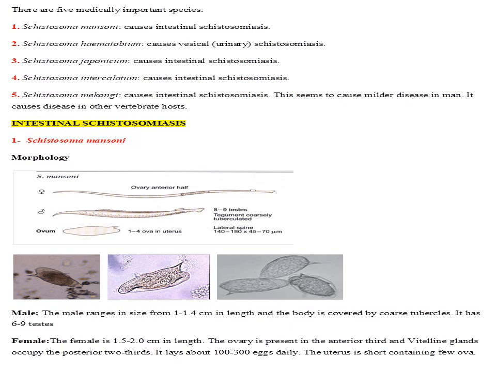Now the males range in size from 1 to 1.4 centimeter in length, and the body is covered by coarse tubercles. It has 6 to 9 testes. The female is 1.5 to 2 centimeter in length, with the ovary present in the anterior third. The number of eggs laid is 1 to 300 daily. The uterus here is short, containing few ova. These criteria enable you to differentiate this species from other species of Schistosoma. Other slide.